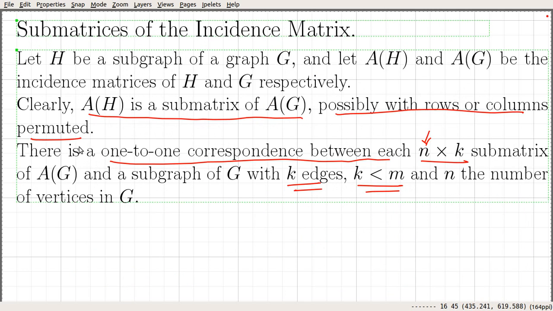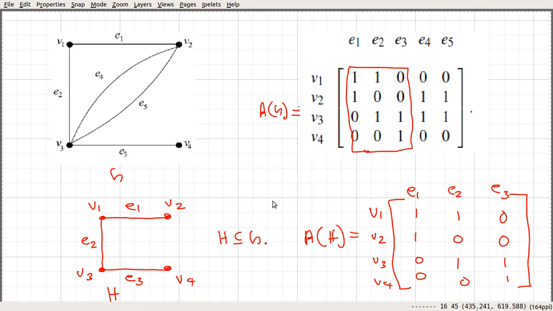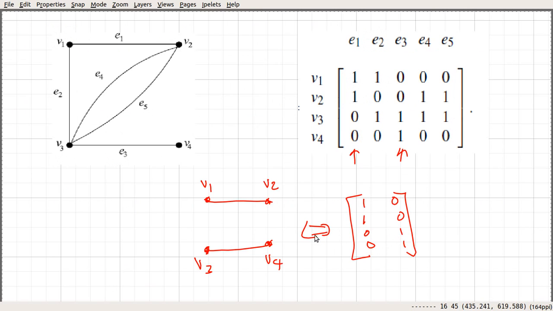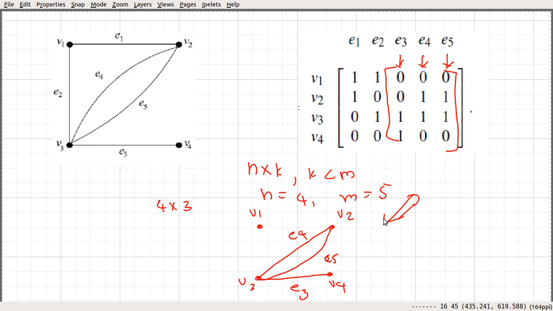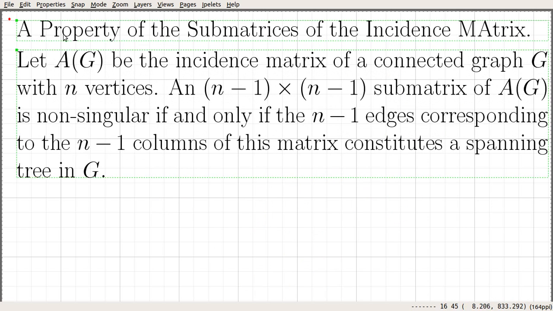So very easily we can see that there is a one-to-one correspondence between each n by k submatrix of the incidence matrix of G and a subgraph of G with k edges, where k is strictly less than m and n is the number of vertices in the graph. So this is how a submatrix of an incidence matrix looks. We saw from these examples that this kind of one-to-one correspondence holds. And let's go and prove a property of the submatrices of the incidence matrix.